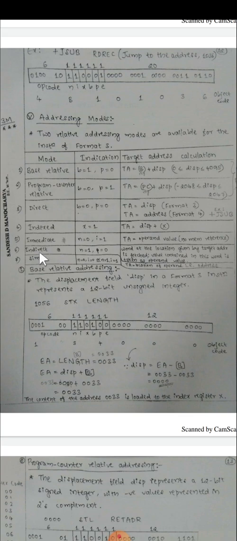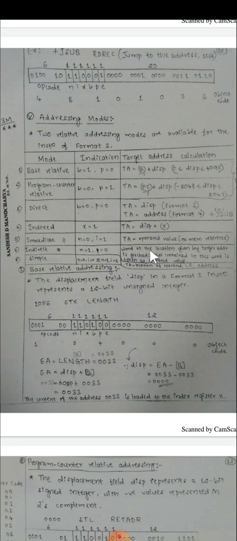Okay, then the next addressing mode is indirect addressing mode. How do we identify it? If the instruction is prefixed with the at symbol, then that instruction can be solved with indirect addressing mode. Here the n value will be 1 and the I value will be 0. The word at the location given by the target address is fetched, and the value contained in this word is taken as the operand value. This is how we find the target address for indirect.